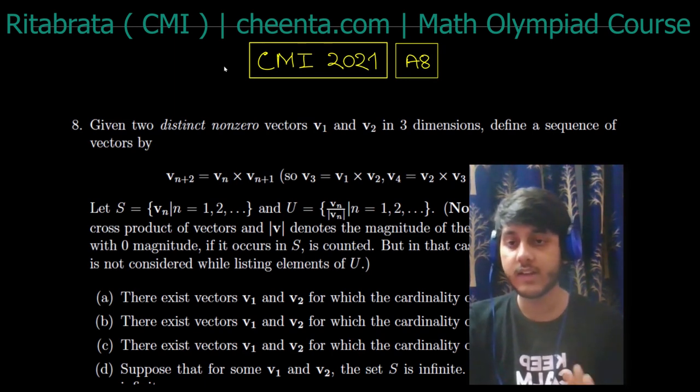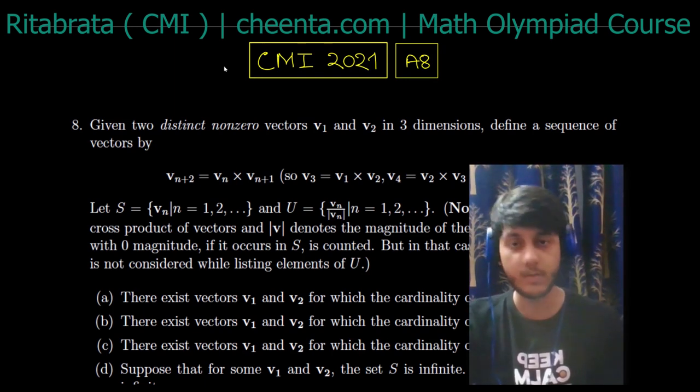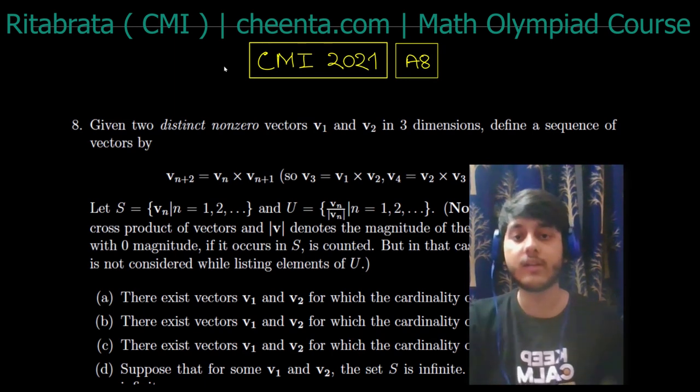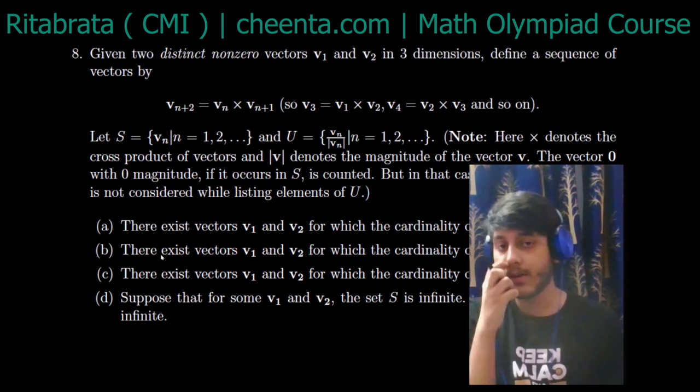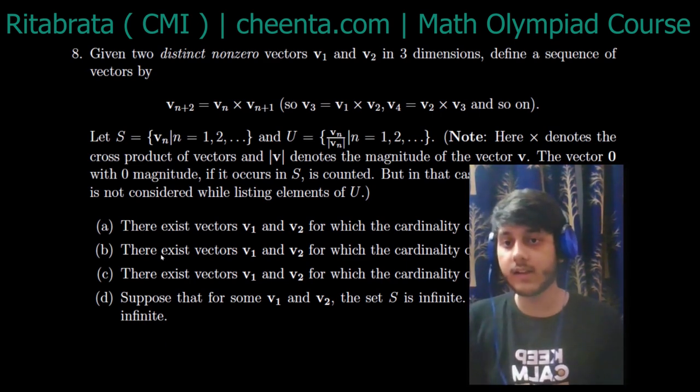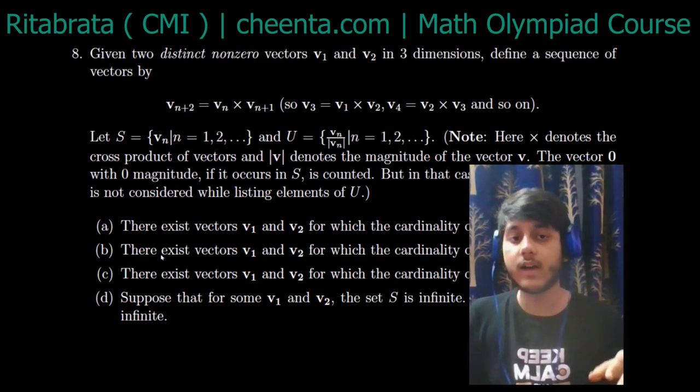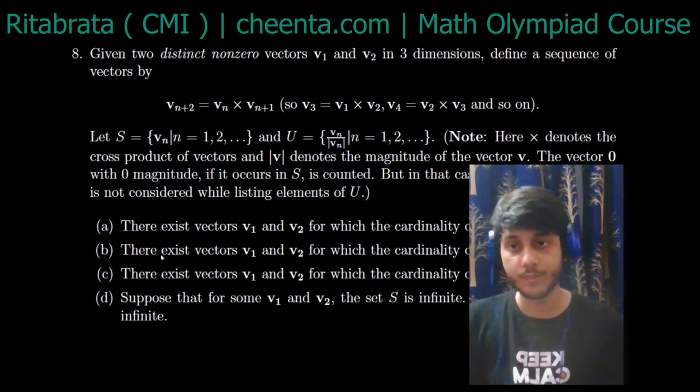We define the set S as the set of all these vectors, S equals vn such that n is a natural number, and U is the set of all unit vectors corresponding to the sequence, like U equals vn by mod vn, and we vary n over all natural numbers. So now I have to determine the initial vectors, vectors v1 and v2 such that the cardinality of S is exactly 2.